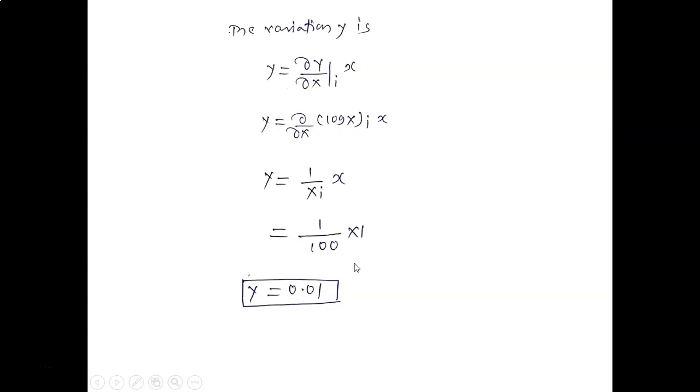Therefore, next, yi value we have not found out. Therefore, we will find out yi first, and then we will find out y approximate at last. Therefore, yi is equal to log of xi. What is xi value? 100. Therefore, which is equal to log of 100. Log of 100 is equal to 2.